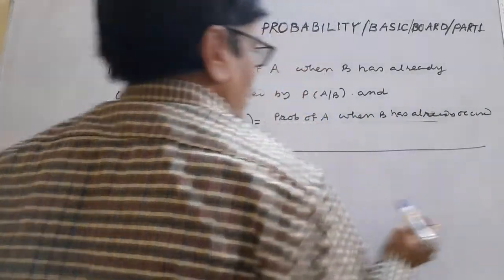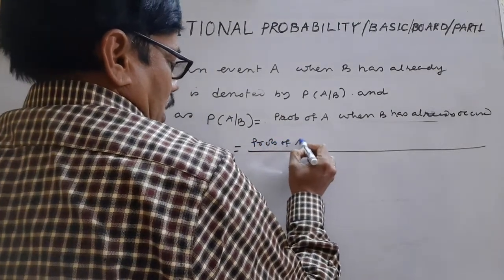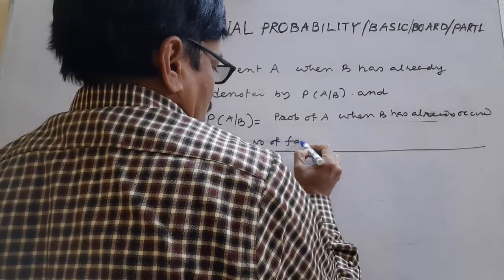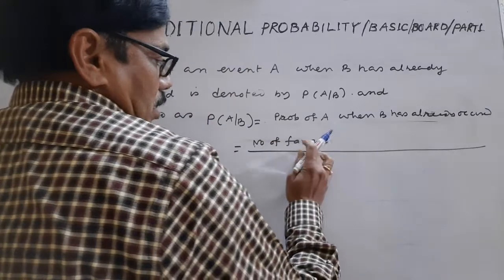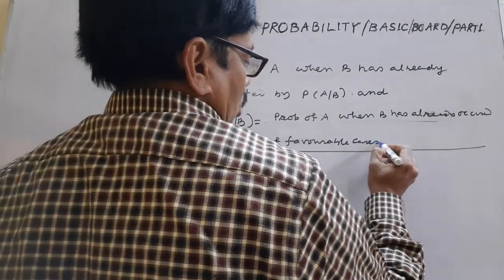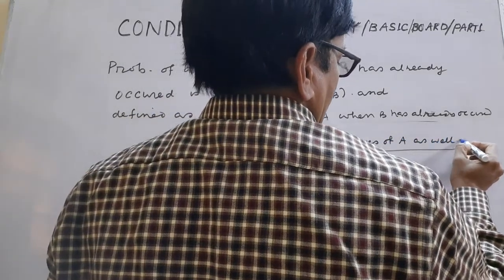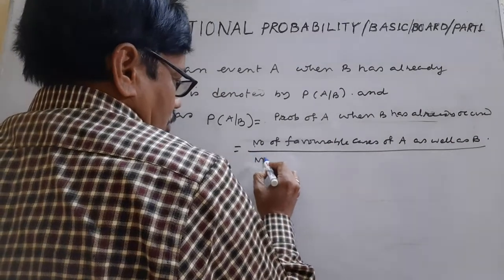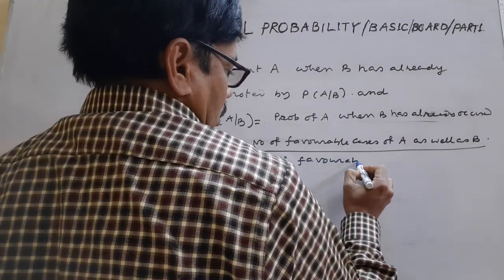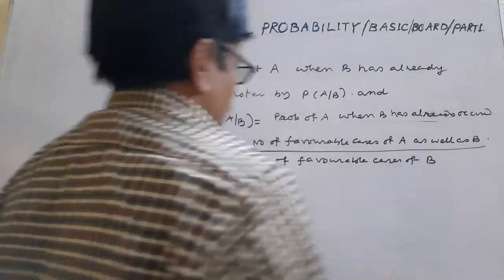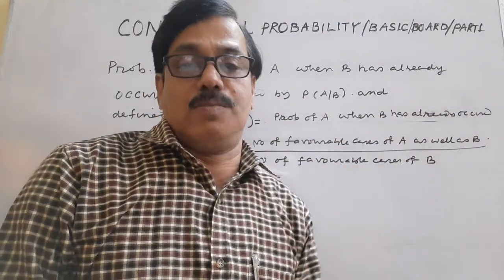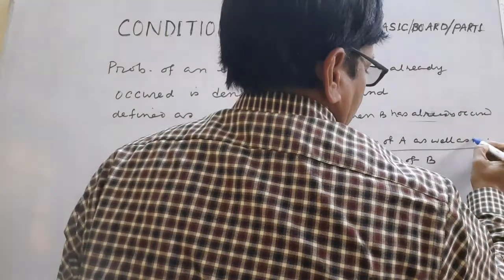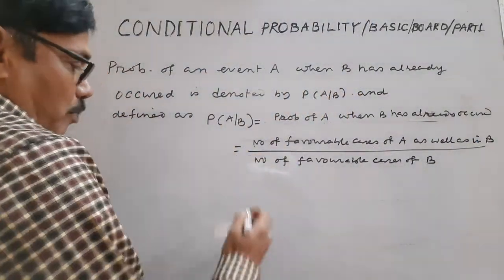Equals probability of A equals number of favorable cases of A as well as B by number of favorable cases of B. Number of favorable cases of A as well as B when B has already occurred, by number of favorable cases of B.